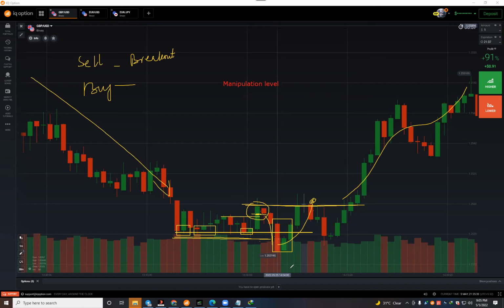The third time, the common trader will not enter again. He will never enter here, right? And then the price will go up, and he is in fear. This is the psychological thinking point. A psychological thinking point, it's a manipulation level.